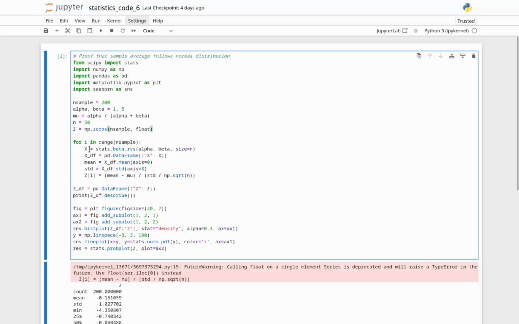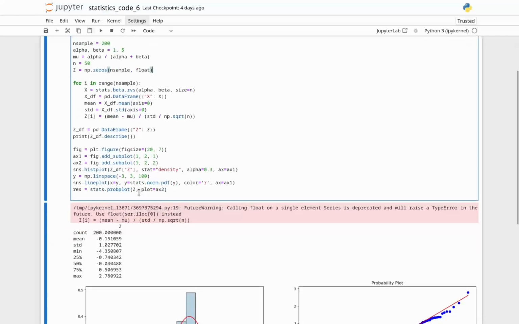Everything is the same, the only difference is that we are generating data points using a beta distribution. So these are the parameters, and then we are saving that into a data frame and calculating the mean and standard deviation. Then using that mean and standard deviation, we calculate z-scores and save them in z, and then they are saved into a data frame and described using the describe function.